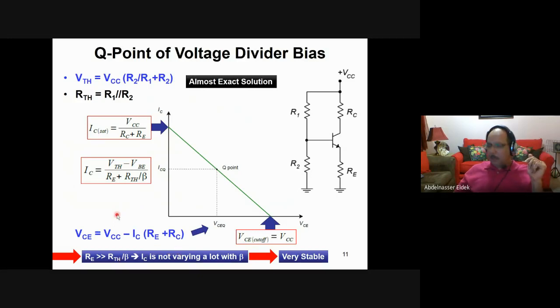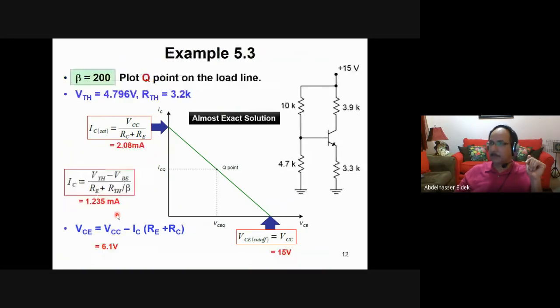Okay, and we will see how stable it is, but we have to use this method here because in the approximate method there is no beta, so IC and VCE are not functions of beta at all. So you have a perfect solution, but of course it is an approximation, as I said. So let us solve problems using the approximate or the exact solution. This one is the exact solution, and after that we'll see the approximate.